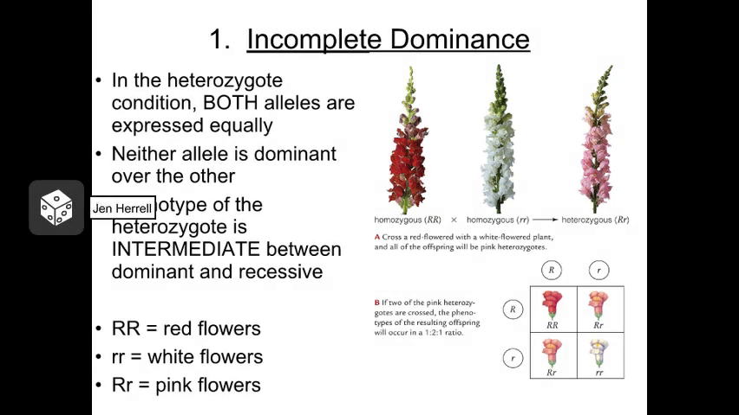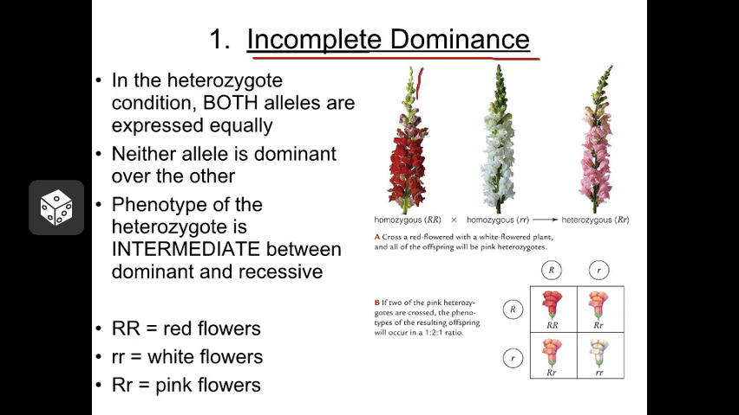Some alleles are neither dominant nor recessive to one another, but instead are expressed equally when they are inherited together. We refer to this as incomplete dominance. A great example of incomplete dominance exists in snapdragons. You may have seen these flowers growing around campus in the early spring. There are red snapdragons and white snapdragons.